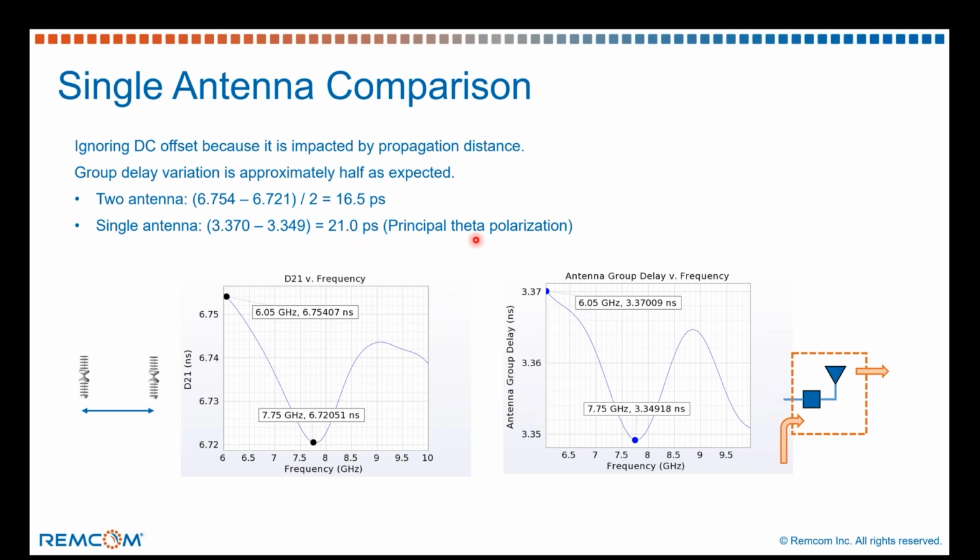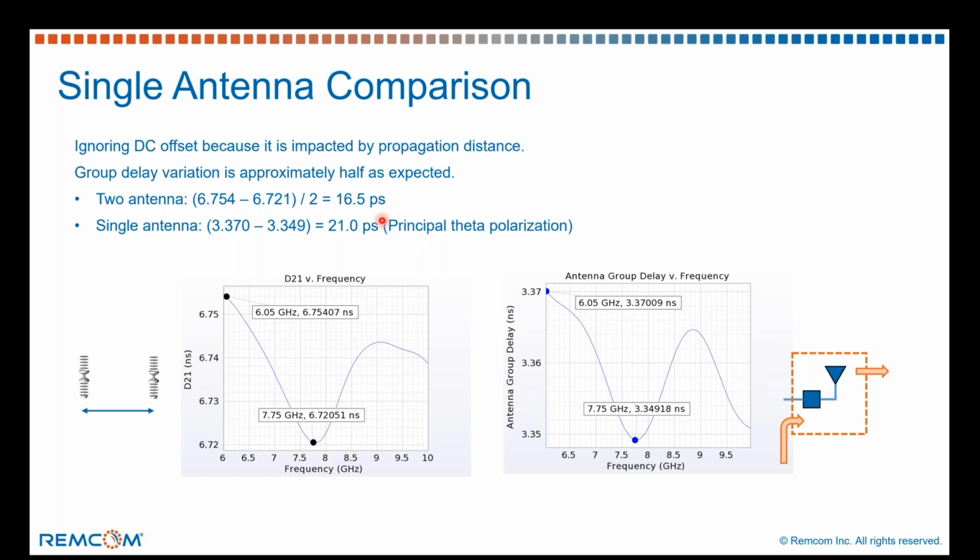One thing to note is that when we're looking at antenna group delay, we can do it based on polarization. So in this case, the antenna was primarily theta polarized. So that's the data here that we were looking at. We could also look at phi polarization if we had wanted.